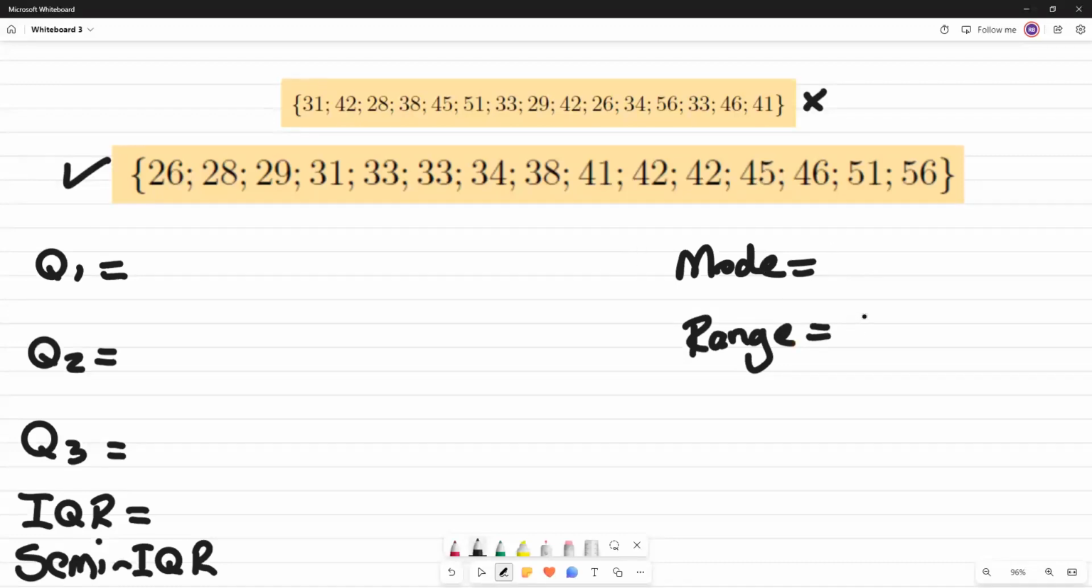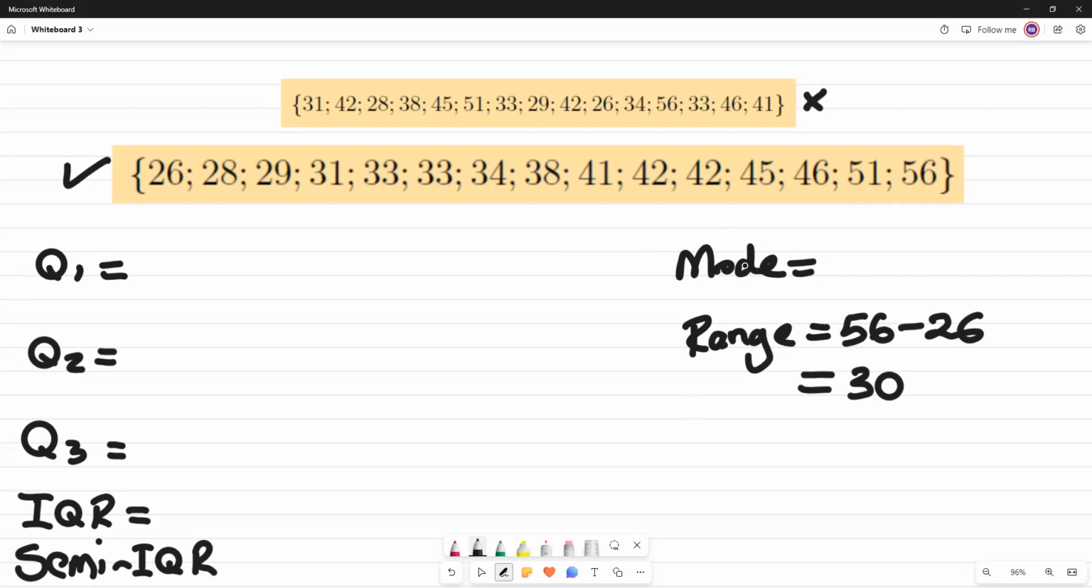The range, remember, is the biggest, which is 56 minus 26. And we can see that the answer will be 20. Range is the biggest minus the smallest. So the answer will be 30, not 20. Sorry, ladies and gents. So now let's check.